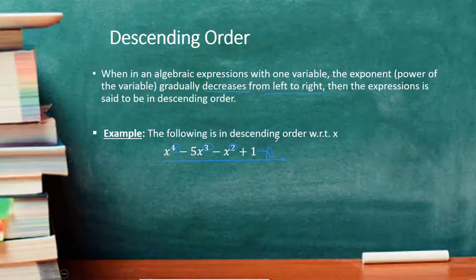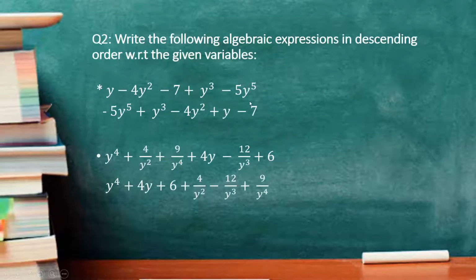That means x power 0 is there. Right? So 4, 3, 2, 1. 4, 3, 2 and 0. Here the variable power is decreasing. This is called the descending order. Right? Now, yes, Vanya, exactly. Now, Vanya, we have to write the following algebraic expression in descending order with respect to the given variable.